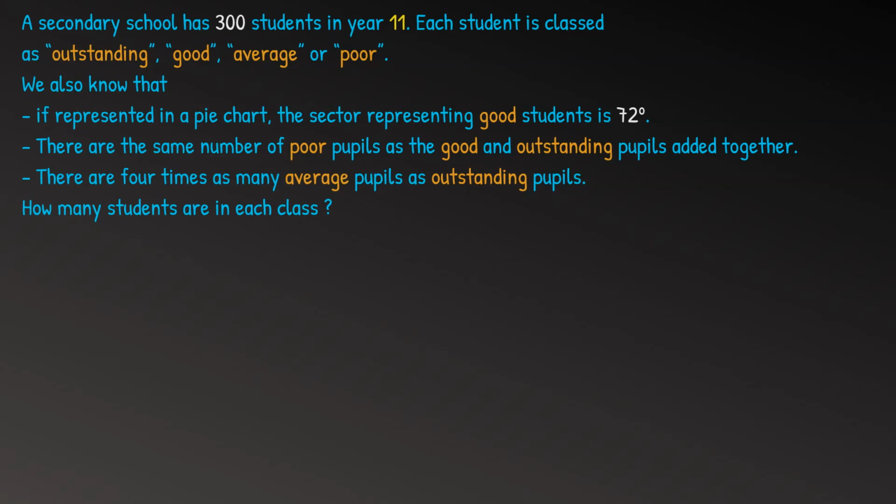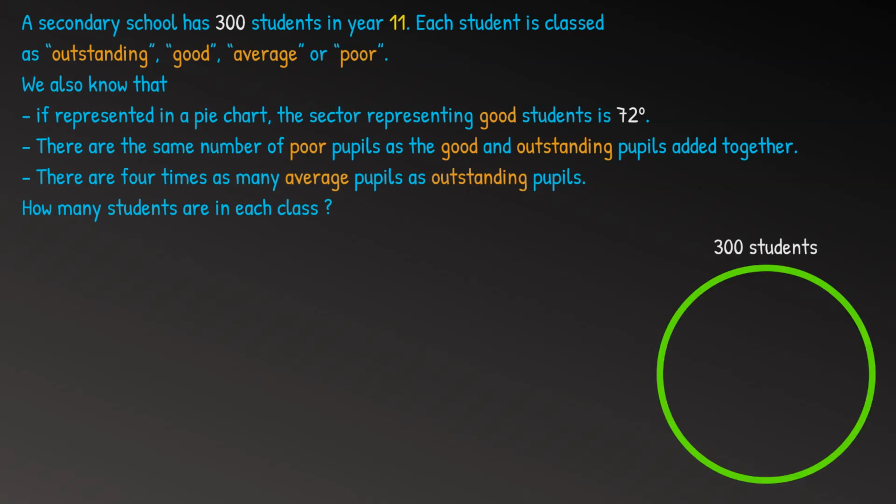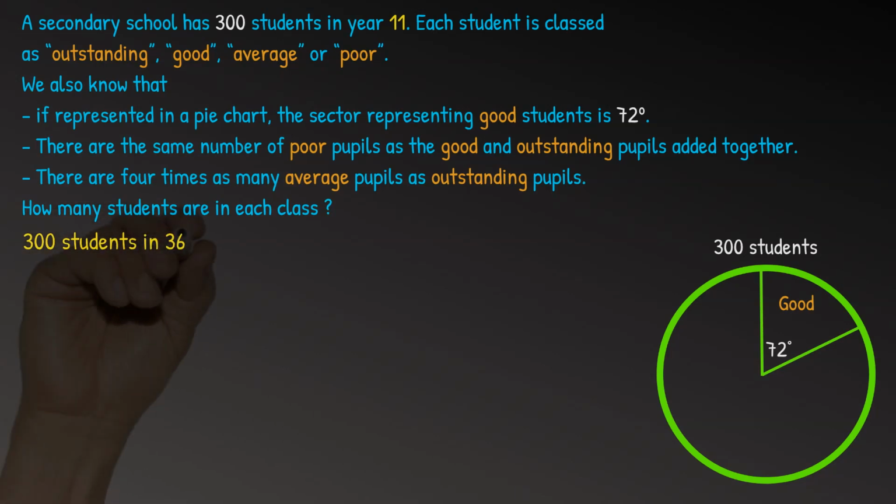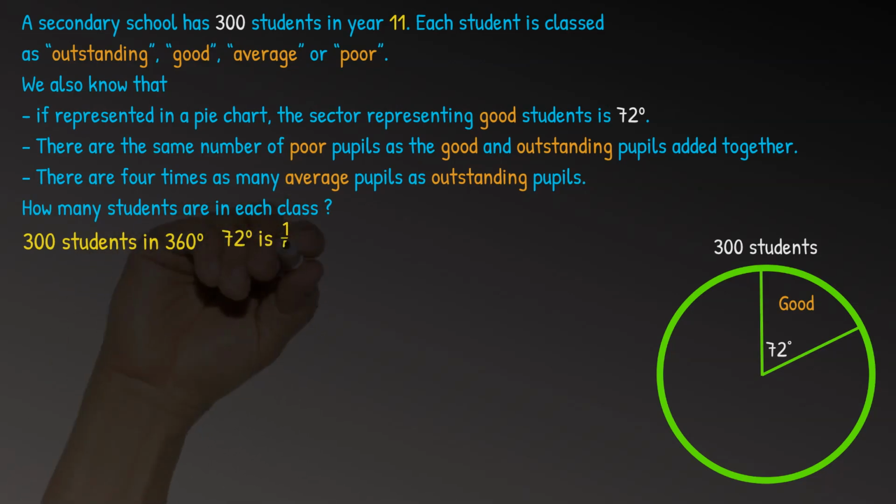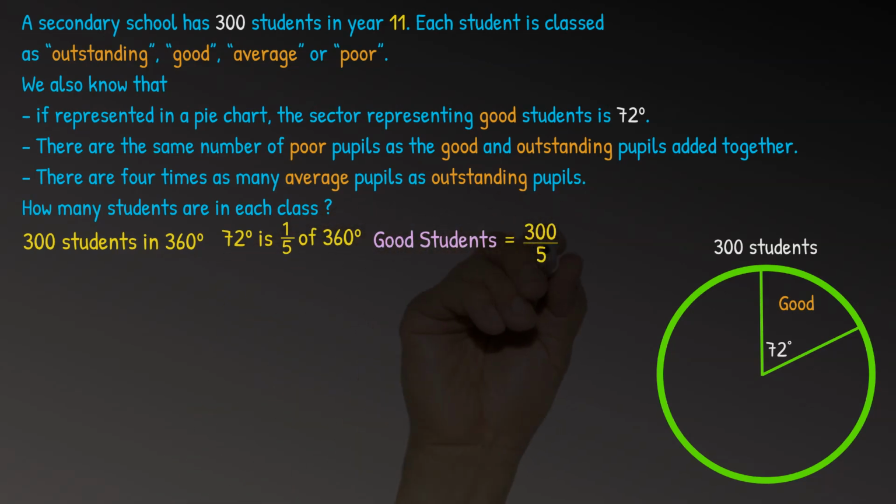So in this question we have a secondary school and there are 300 students in year 11, each of which is classed as outstanding, good, average or poor. Now if we draw a pie chart, it says that the section representing the good students would have an angle of 72 degrees. Now, as there are 300 students represented in the 360 degrees of the circle, and also because 72 degrees is 1/5 of 360 degrees, this means that the number of good students is 300 divided by 5, which is equal to 60.